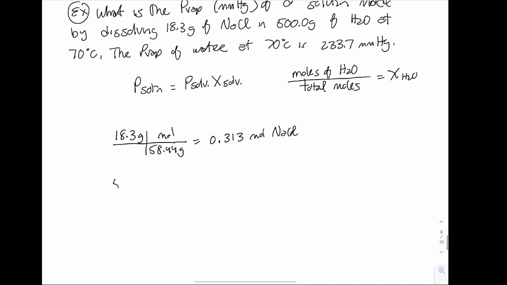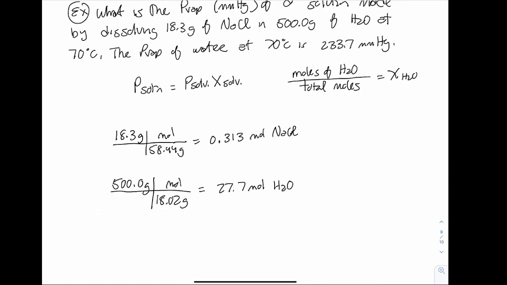I have 500 grams of water, divided by its molar mass. So 2 hydrogen, 1 oxygen, so it comes out to 18.02, and then I'm dividing that out, and I get 27.7 moles of water.